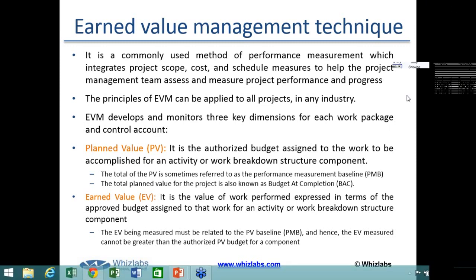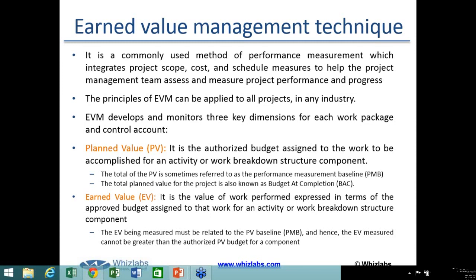Okay. So in earned value, there is something called the plan value. And the plan value is nothing but the authorized budget assigned to the work to be accomplished for an activity or work breakdown structure component. Let me give you an example. Supposing the budget of one project is $10,000 and the duration of the project is 10 months.